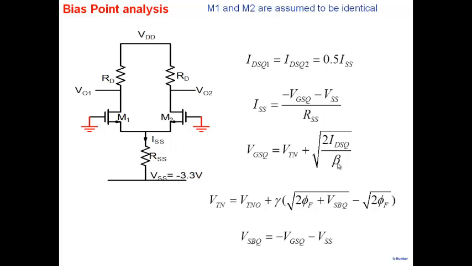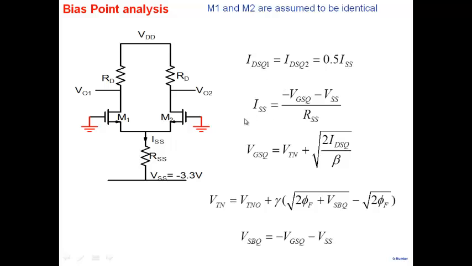Now, because these equations are coupled together, although they are simple, it takes a little bit of time to solve them in a consistent manner. And as usual, a simple way of doing it is to start with a VTN, which is basically the VTN zero bias value here. And then you use VTN here.